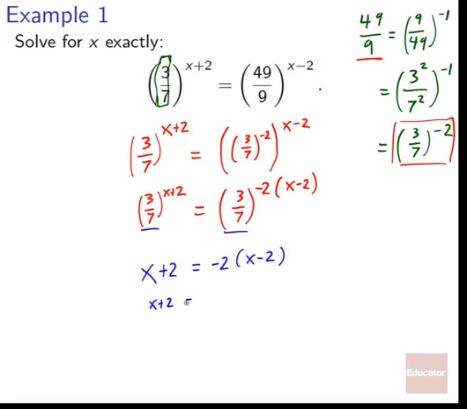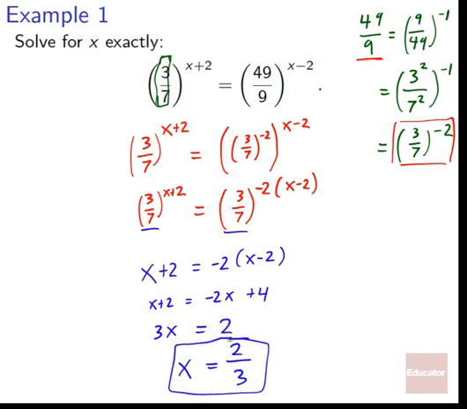x + 2 = −2x + 4. Add 2x to both sides. We get 3x, subtract 2 on both sides, and we get 2. Oh, whoops, sorry. We now divide by 3. We don't divide by 2, that'd be going the wrong way. Divide by 3 on both sides. We get x = 2/3. And there's our answer for x.